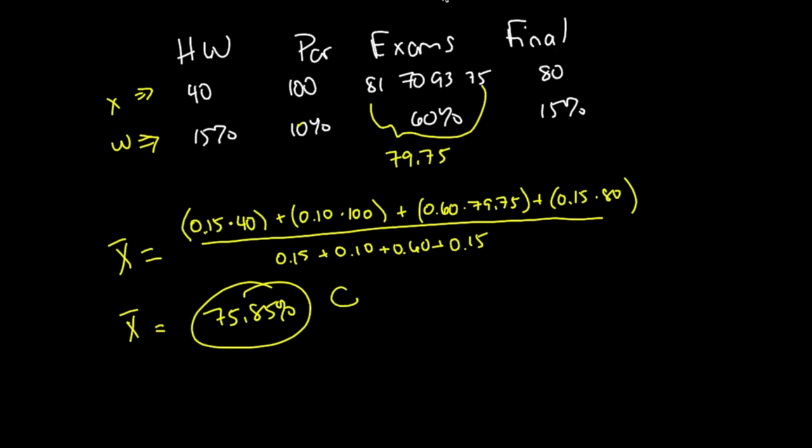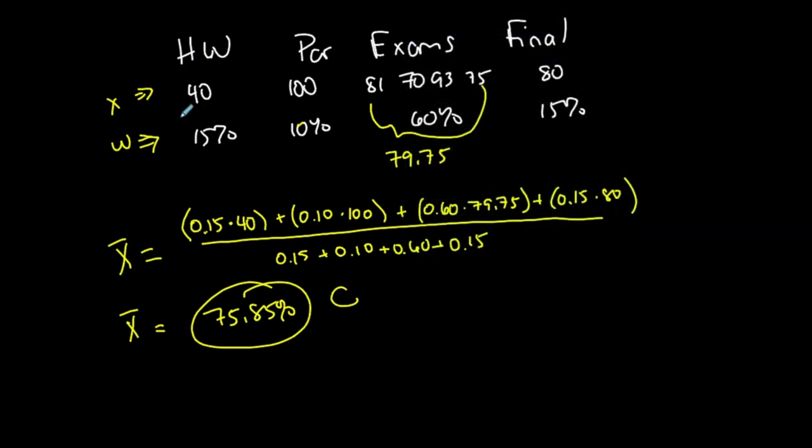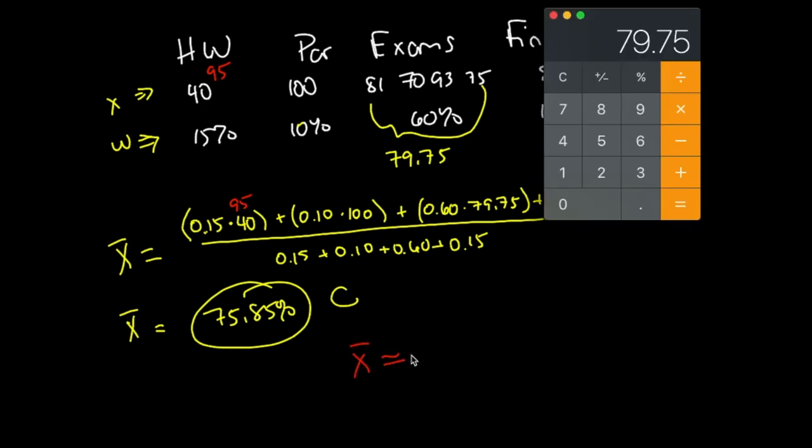That's interesting, right? You might say, well, the average exam is pretty high. It's almost a B. The final is a B. Participation is high. What is hurting them? What is pushing them down instead of up where they want to go? Homework. Let's see what happens if we change that homework grade. What if instead of a 40, the student got a 95 on the homework? So let's change that now and see what the new overall average in this class is.